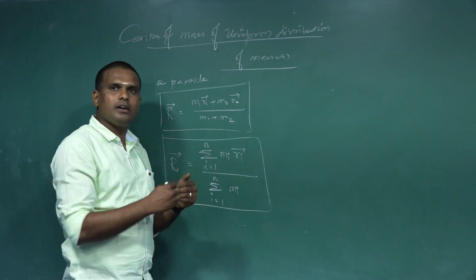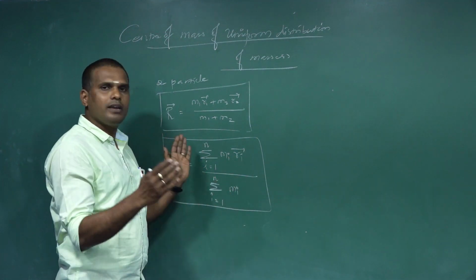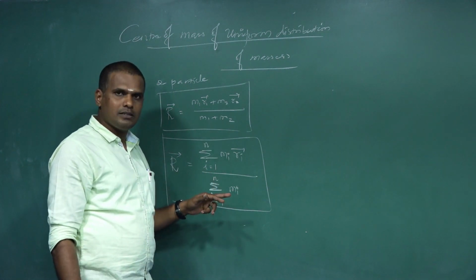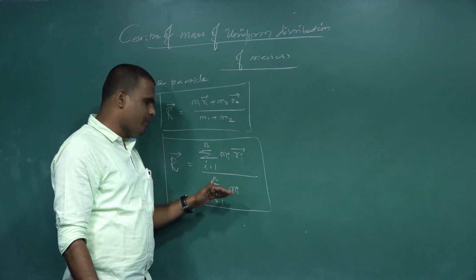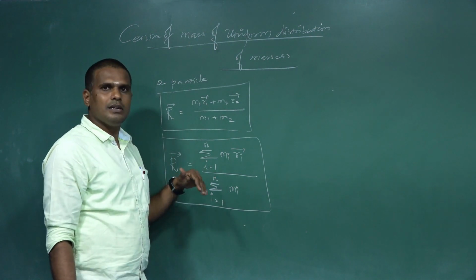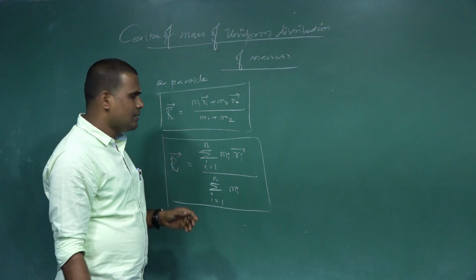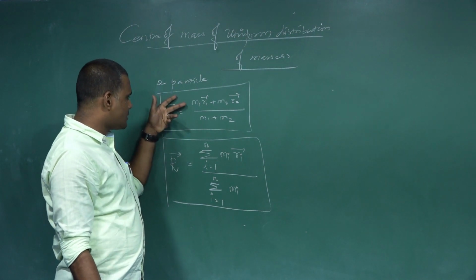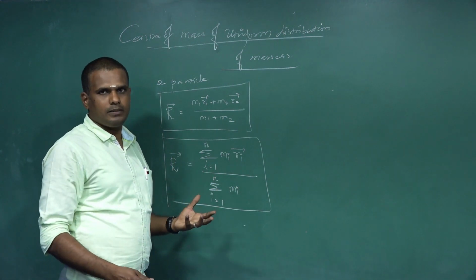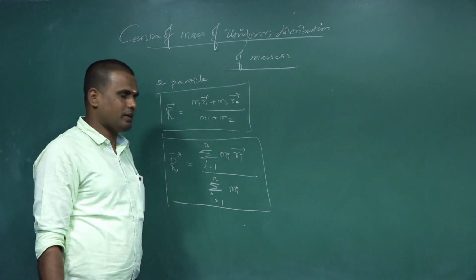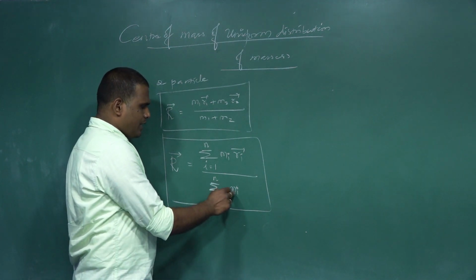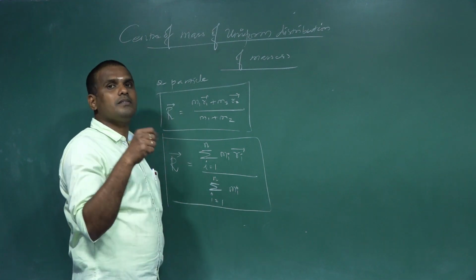You are taking the product of all these masses and position vectors, taking the sum, and dividing it by the total mass, so that you get the position vector. You would have studied this in clear detail in your previous class. I am just explaining how, from the two-particle system, I am bringing out the same expression for a system containing n number of particles. And we can say here, this summation i equals 1 to n of mi denotes the total mass of the system.